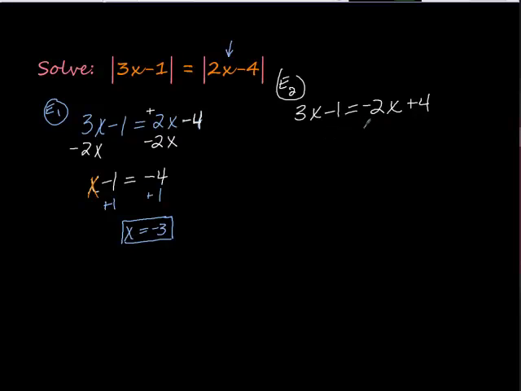Just going to solve again. We're going to gather all of the variables to one side, so I'm going to add 2x to both sides. I get 5x minus 1 is equal to 4. We good? Hopefully you can see this negative 1 here. I want to get rid of this negative 1. This is minus 1, but it also means a negative 1, so I'm going to add positive 1 to both sides and end up with 5x is equal to 5.